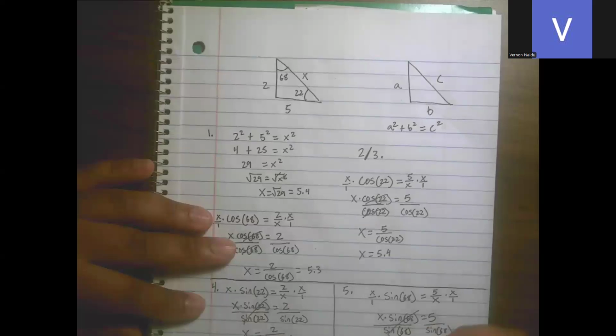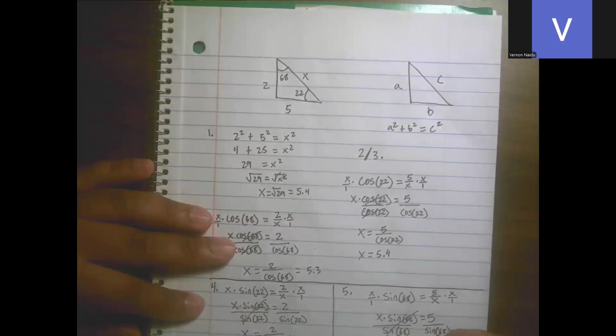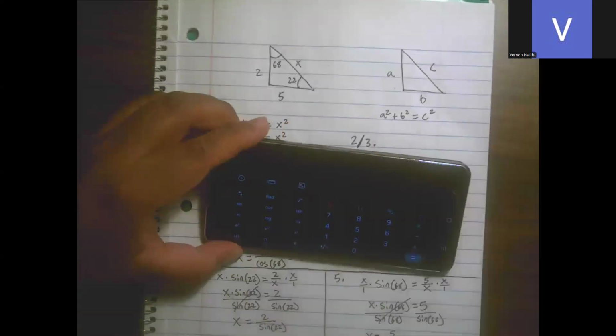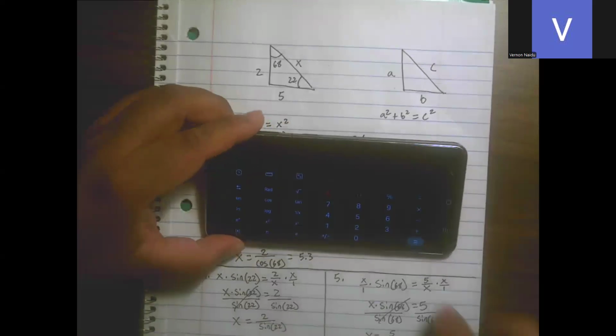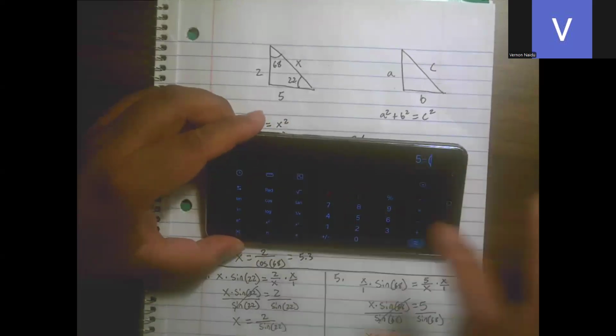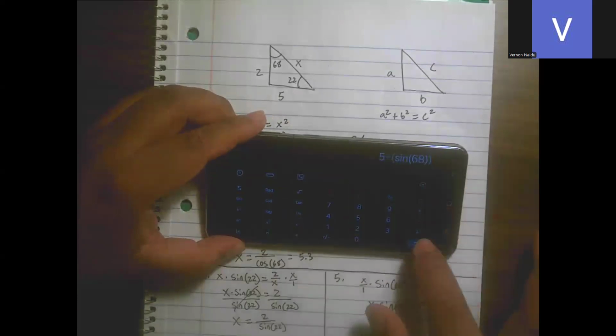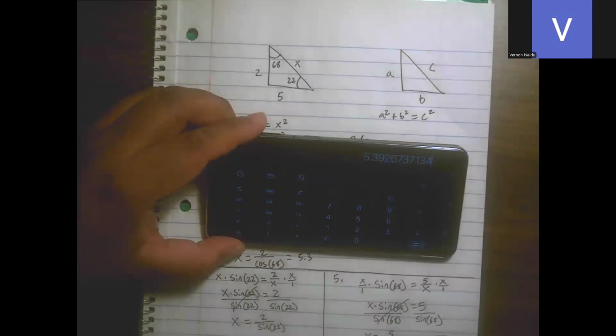We end up getting x is equal to 5 over sine of 68. So we'll plug that in our calculator. 5 divided by sine of 68. And that gives us 5.39, so we'll round up to x is equal to 5.4.